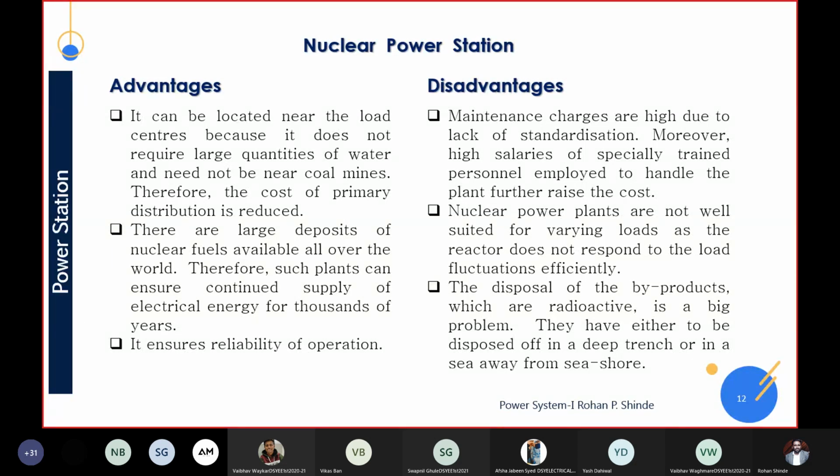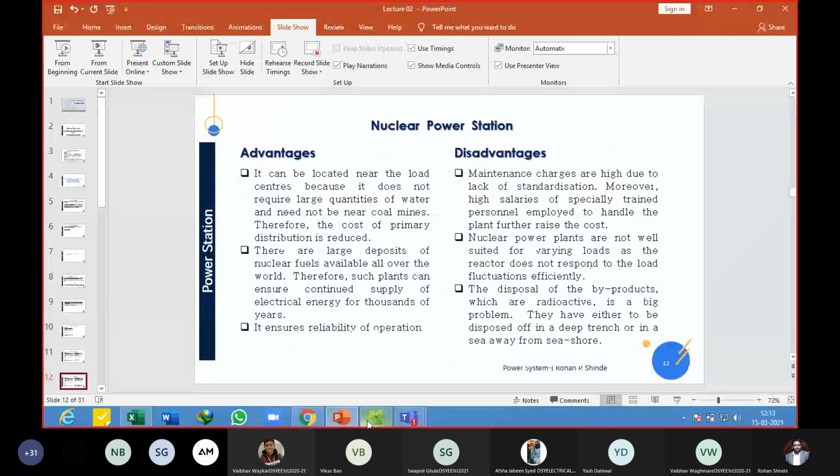These nuclear power plants are not well suited for varying loads. Now see here, if there is a varying load, right, these nuclear power plants are not suited.